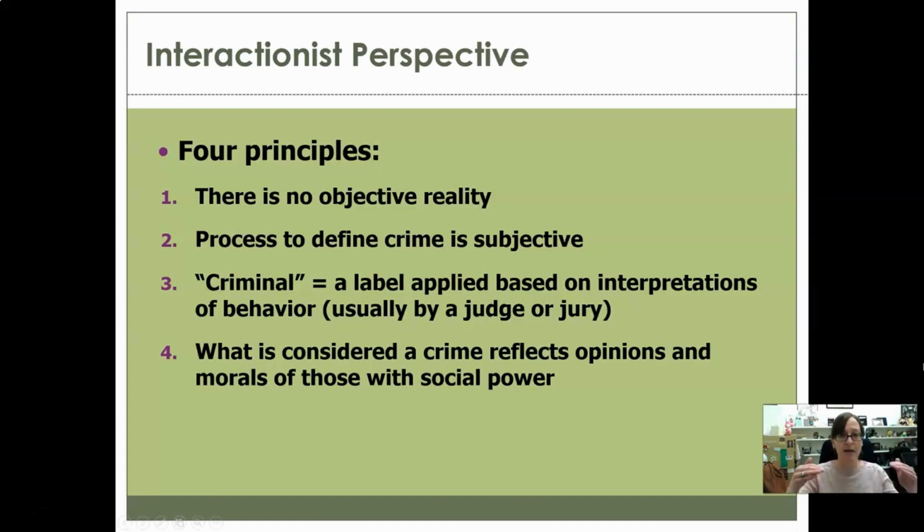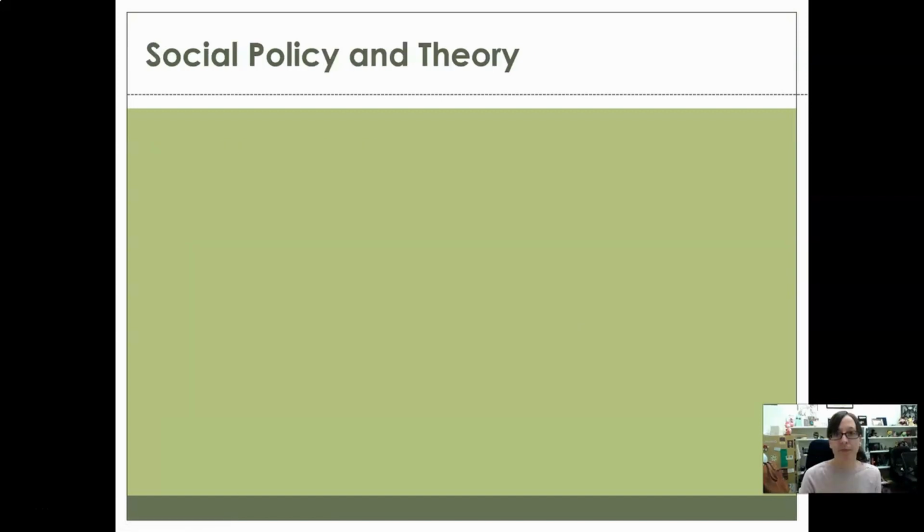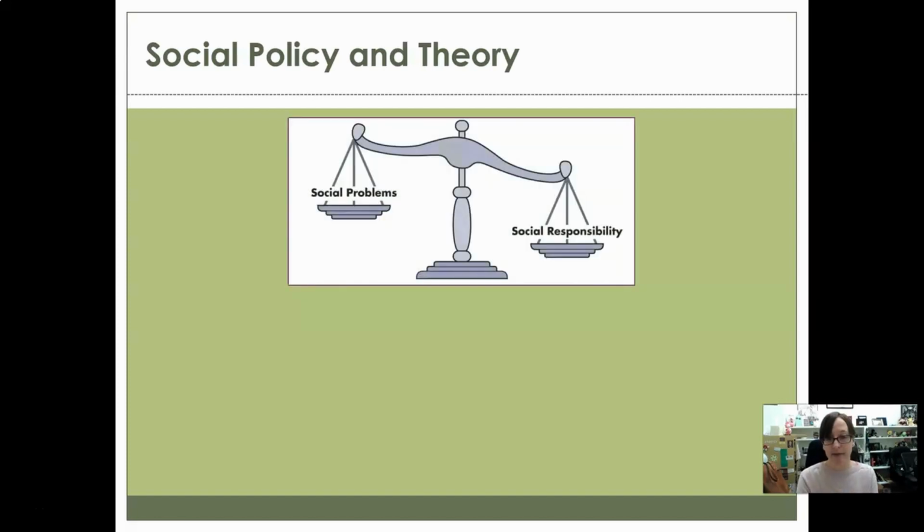And so all of the criminological theories will align with one of those starting points. So it's kind of a way of thinking that then we come up with specific theories from. Another way that we can have starting points when we're looking at criminological theory is through what's called the social problems perspective versus the social responsibility perspective.